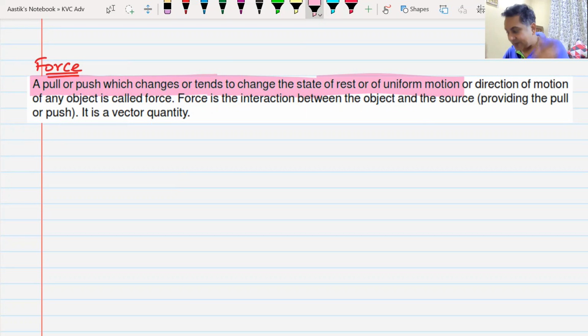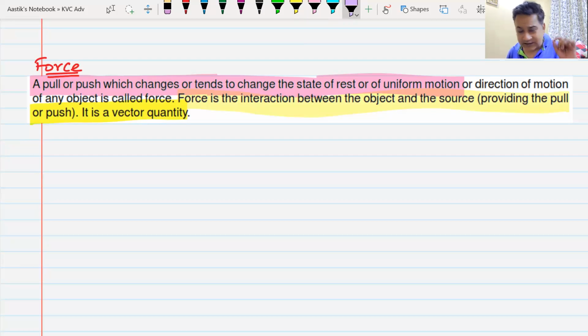Now, the better way of understanding force is that it is an interaction between the object and its surrounding. That is a better way of understanding force. It is the interaction of a body with its surrounding. Do we understand this?